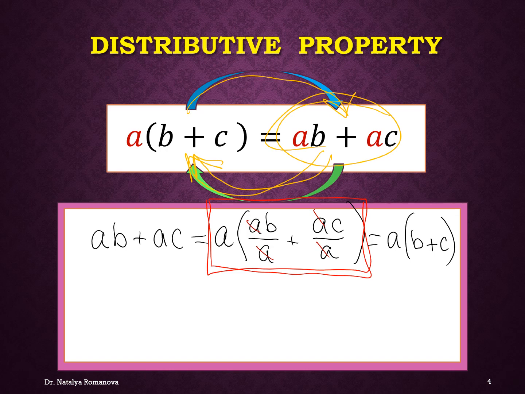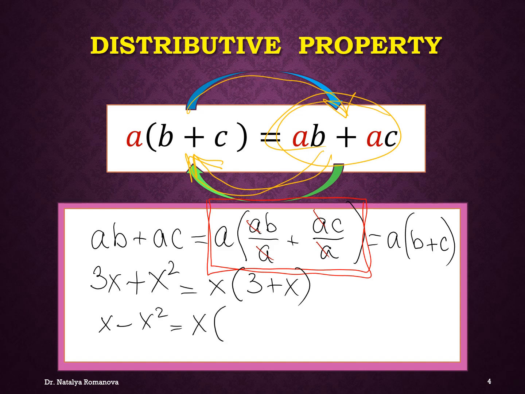For example, if we have 3x plus x squared, we have common factor x. It would be x parenthesis 3 plus x. For example, if you have just x minus x squared, common factor x, it would be 1 minus x, because x over x gives you 1. So the distributive property formula works like that.